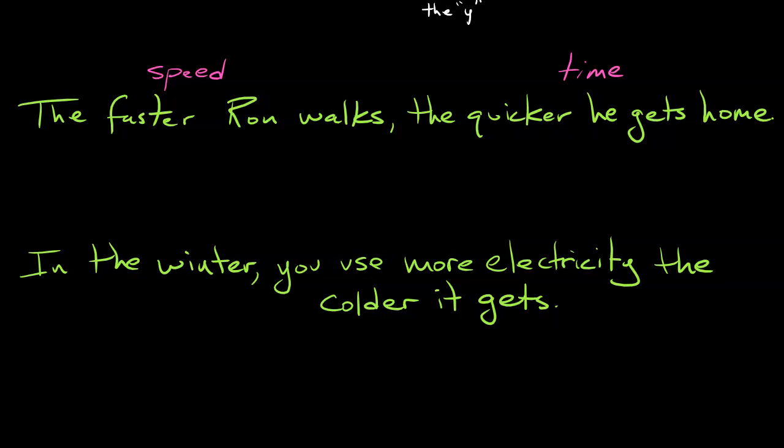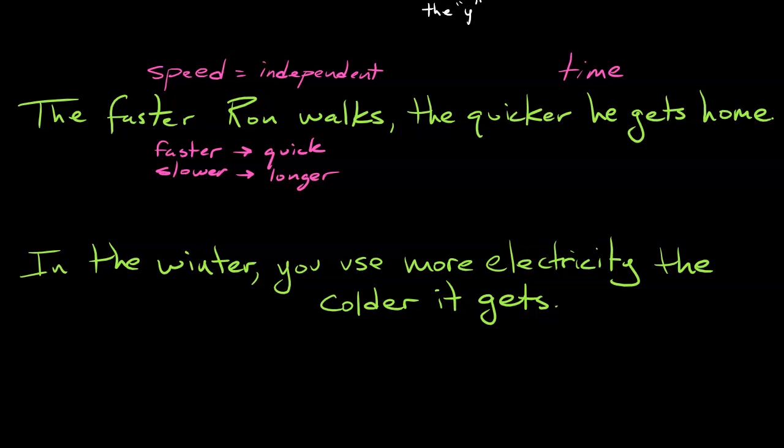So if I'm looking at this, it appears to me that speed is going to be independent because if you change the speed, faster speed gets home quicker. Slower speed gets home longer. So basically, if you're changing your speed, well, then it affects your time. So your time to get home depends on how quick you're walking. So speed would be independent, time would be dependent.